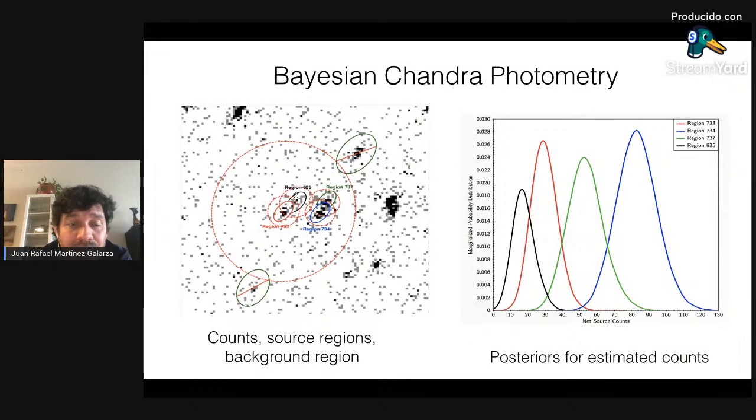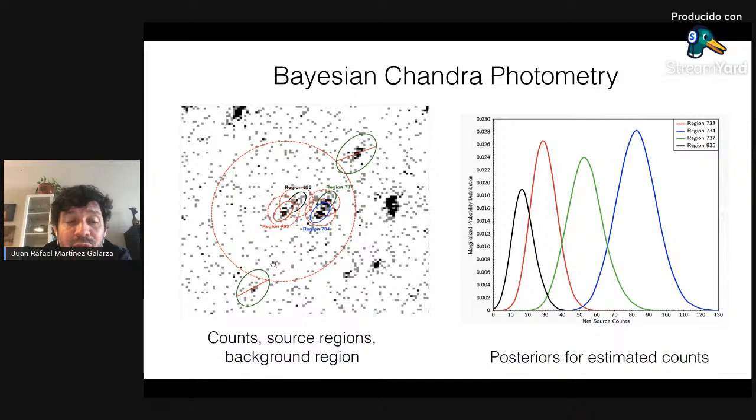So each of these regions defines one particular source, and I have a number of counts that fall in this aperture, a number of counts that fall in this aperture, a number of counts that fall in this one, et cetera, et cetera. So this would be my counts in each of the individual apertures. And I also have the number of counts that fell in the background.